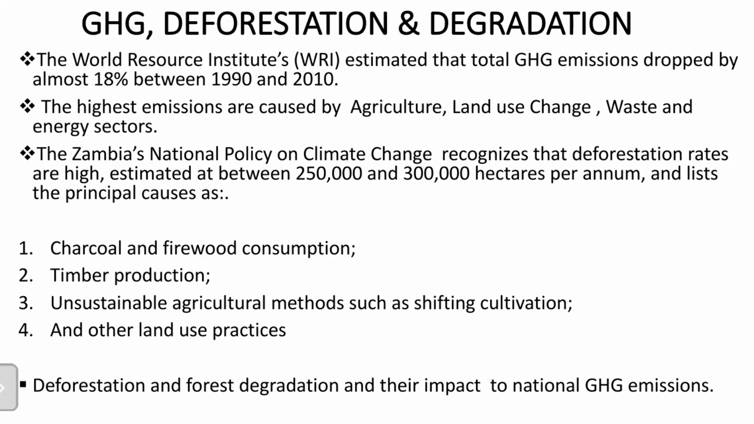It has been estimated that between 250,000 and 300,000 hectares per annum are lost to deforestation. So like I just said earlier, deforestation is the major reason that we are having climate change, and so many trees are cut down, and this has a very great effect on our country in so many areas, which I will talk about in the next slide.